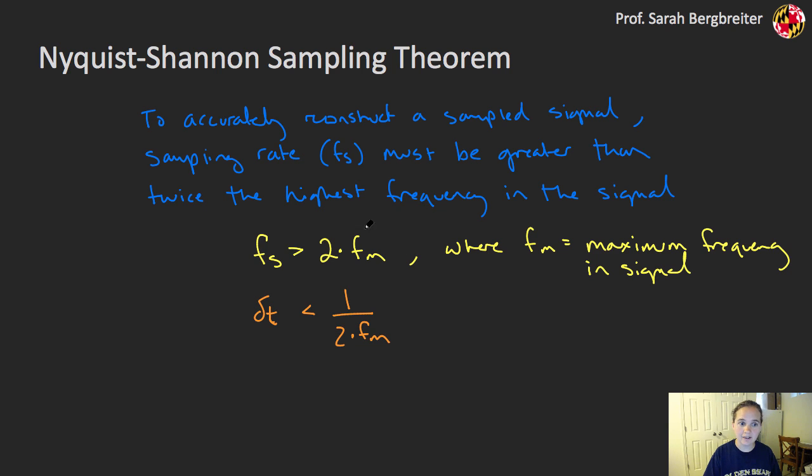And in that last example, it was a 10 Hertz sine wave, so the maximum frequency was 10 Hertz, and so I needed to be sampling at least 20 Hertz. And so 12 Hertz was clearly below that 20 Hertz limit.